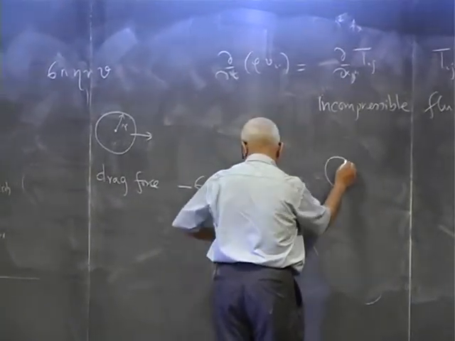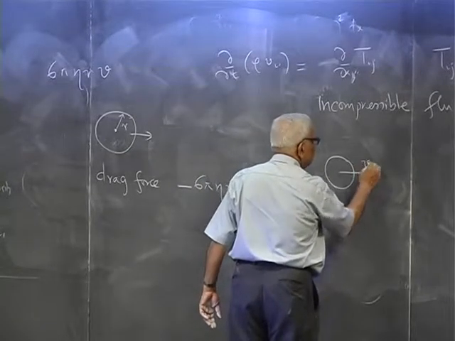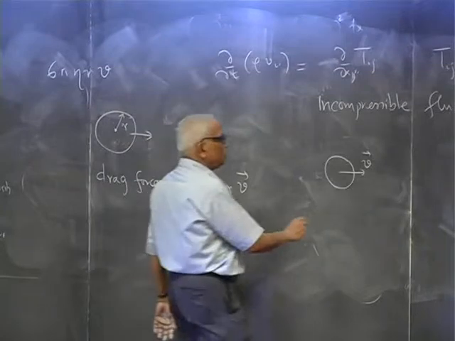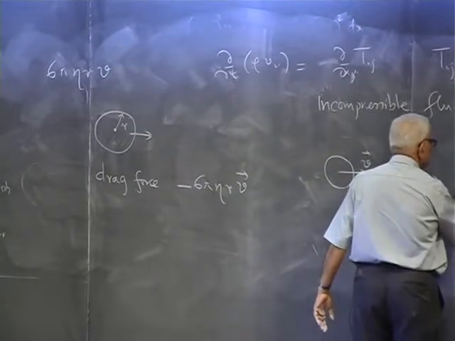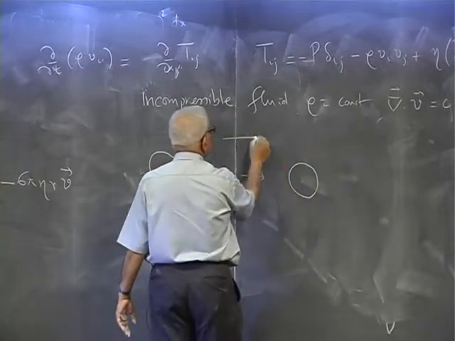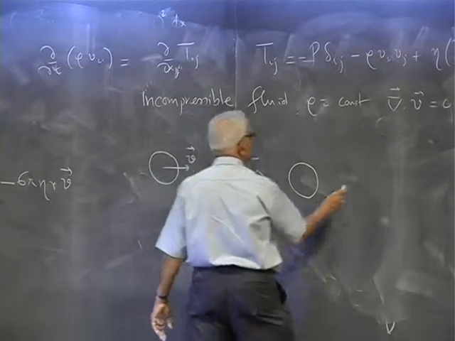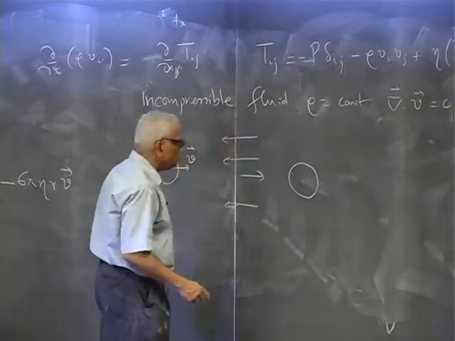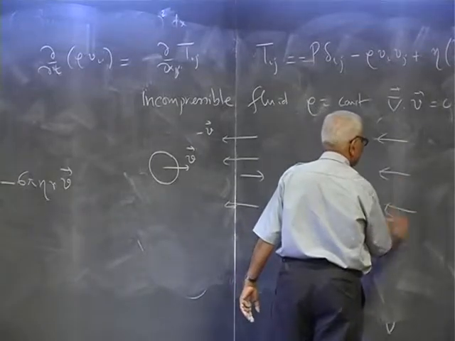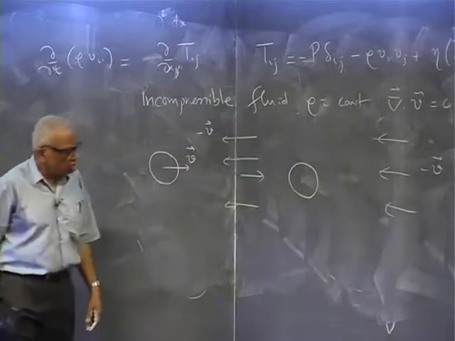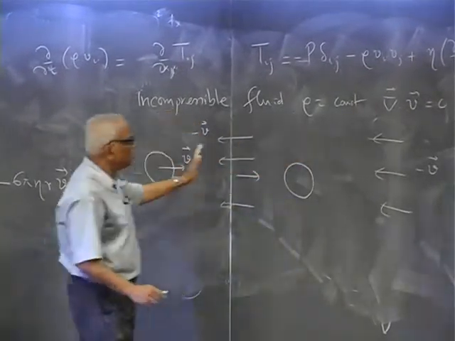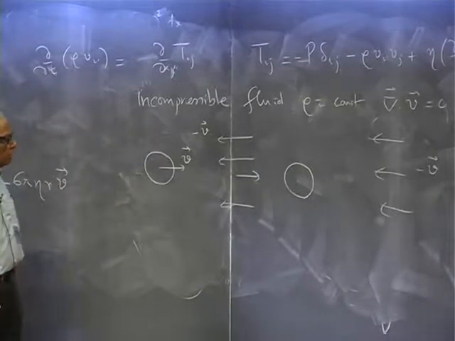So you have this sphere, which is moving with a uniform velocity v inside this viscous fluid. I want to change this to a static sphere. So it's a static sphere, and the fluid far away has a velocity which is minus v. I change it to a problem where the sphere is at rest, and far away from the sphere, the fluid is flowing with a velocity minus v.